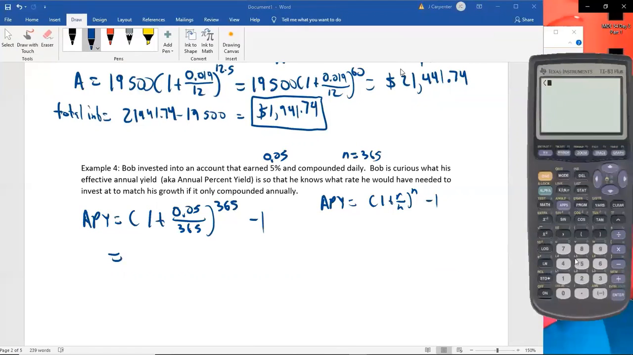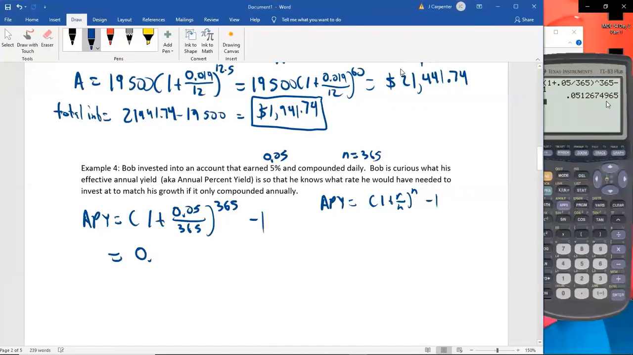All right. Parentheses, 1 plus 0.05 divided by 365. Close it, raise it to the 365. Now I mentioned if your calculator makes the exponent a little higher and a little smaller, you might have to hit the right arrow to get out of that. Mine, I don't. But if you get an answer that differs from mine, that's probably what happened. So 0.05, 1, 2, and we need a lot of these at first. 6, 7, I'll go all the way to the 4 and the 9.